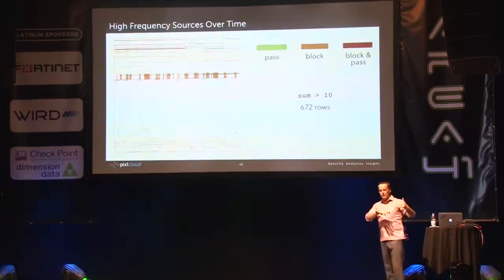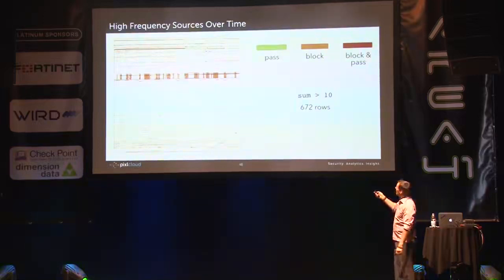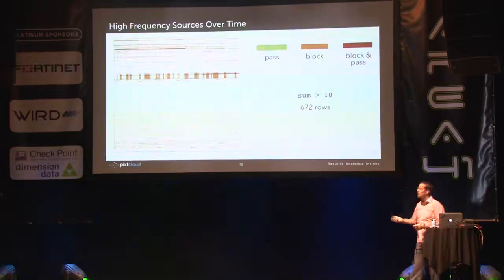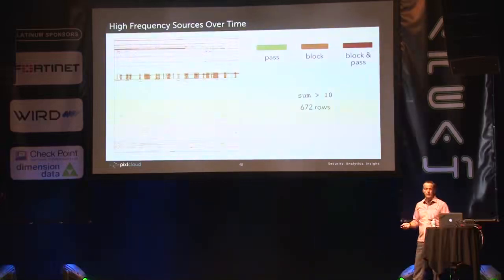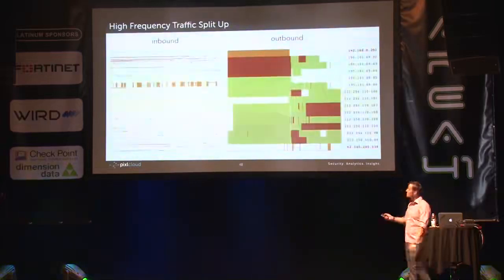Now we go back to the high-frequency stuff, right? Everything that showed up more than 10 times. I'm left with 672 rows, 672 sources. So that seems pretty interesting. I actually see a bunch of patterns in here, right? So the first thing I did is I split it up between inbound and outbound traffic.